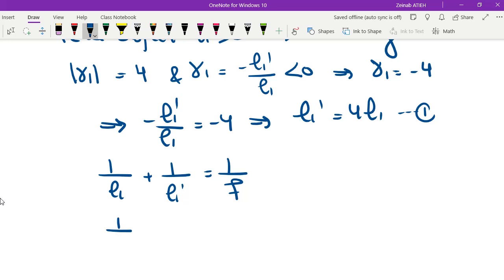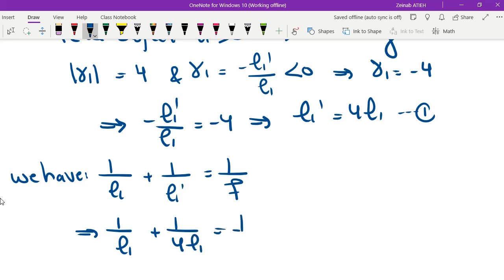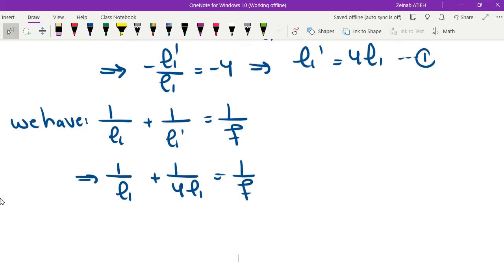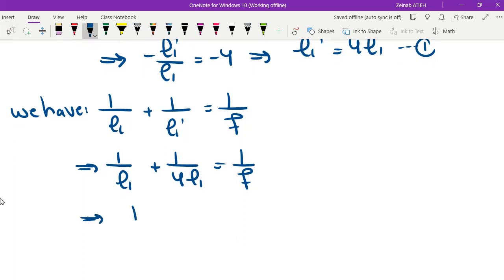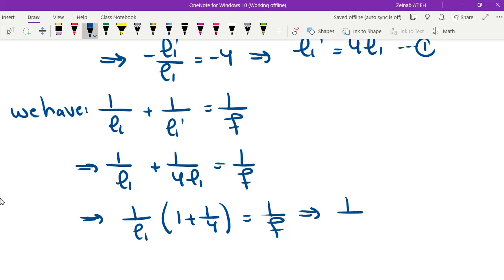This is the lens formula. So we have 1 over L1 plus 1 over 4L1 equals 1 over F. You can take 1 over L1 common: 1 over L1 times (1 plus 1 over 4) equals 1 over F, which implies 1 over L1 times 5 over 4 equals 1 over F.